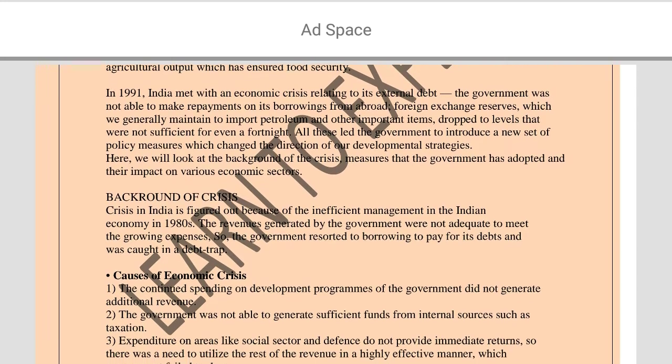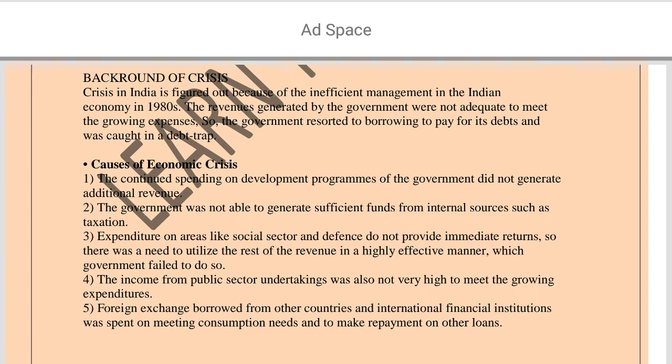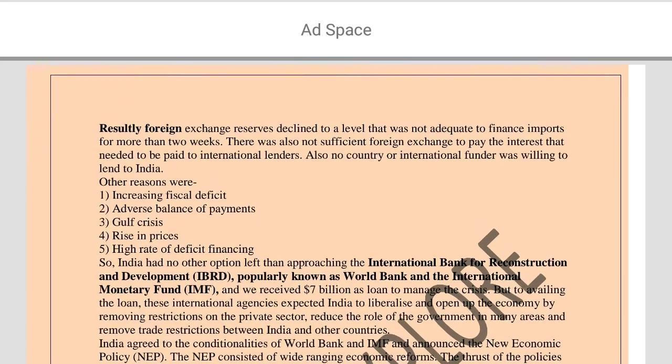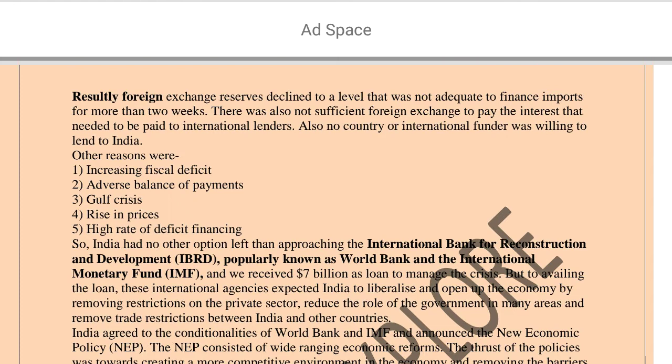There were many reasons for this economic crisis, including the continued spending on development programs by the government. Expenditures were more than the income. Income from public sector undertakings was not very high. Foreign exchange borrowed from other countries and international institutions was spent on meeting consumption needs and on repayment of other loans. All this together resulted in a situation of debt for the Indian government.